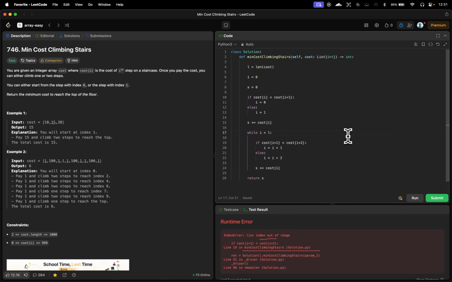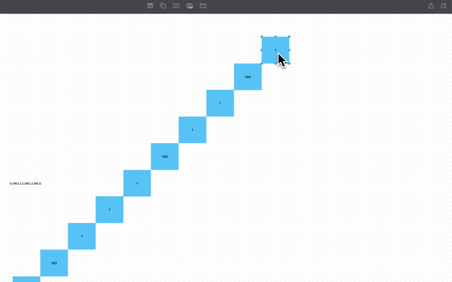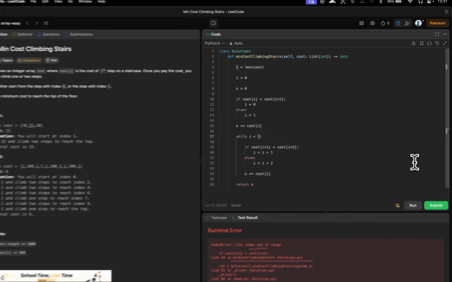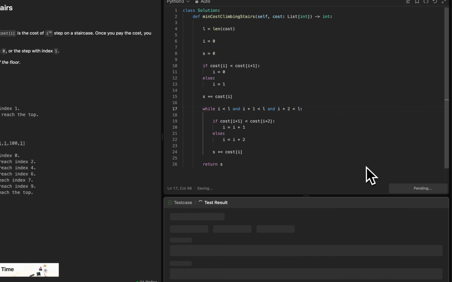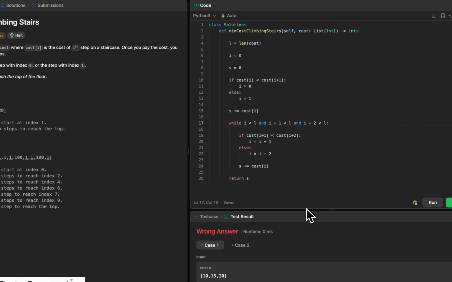Yeah man, how can I close that? Because the while loop will enter for this also. Okay. Or, and i plus 1 should be less than L, and i plus 2 should be less than L. Will this work? Let's look at the solution now.